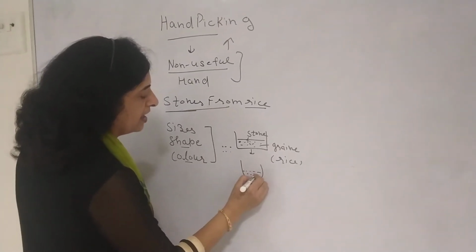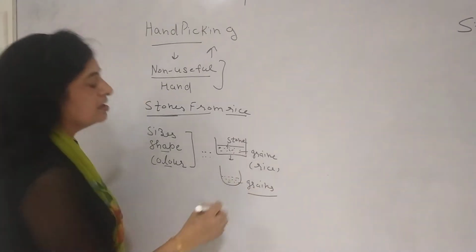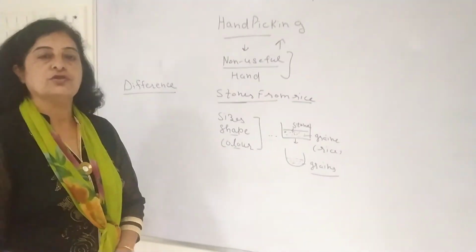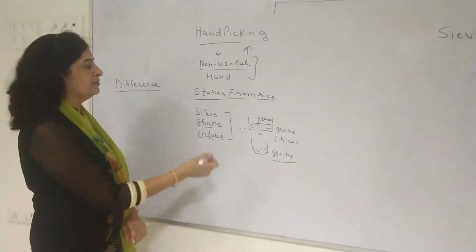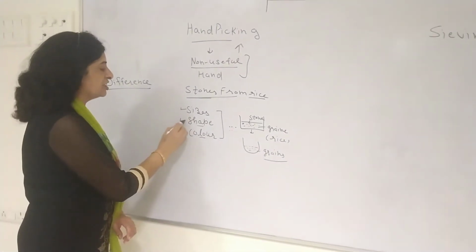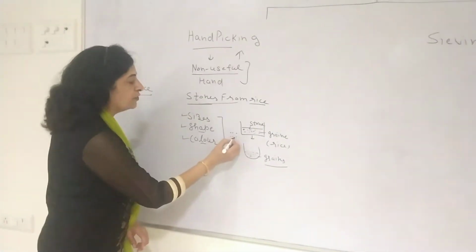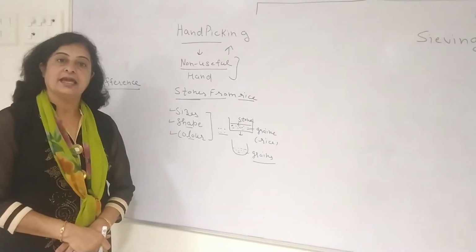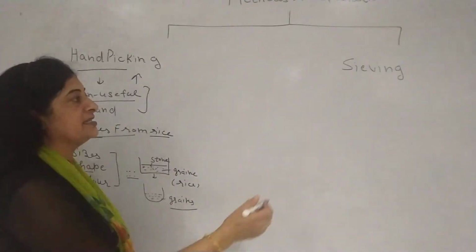After some time, in your plate only grains are left. So this is a process to remove non-useful components on the basis of their difference in size, shape and color. And this non-useful component should be less in number. Now our next method of separation is sieving.